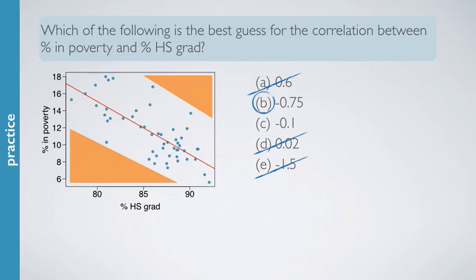A correlation coefficient of negative 0.1 would look like much more of a random scatter that takes place over the entire plot without leaving any negative spaces for us to get rid of so that we can better see the linear relationship.